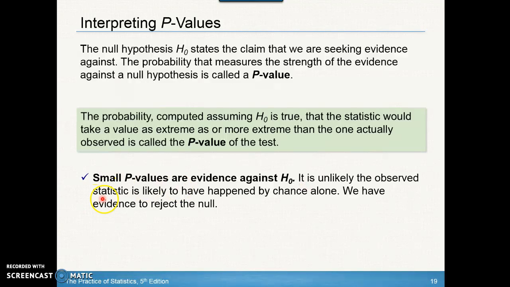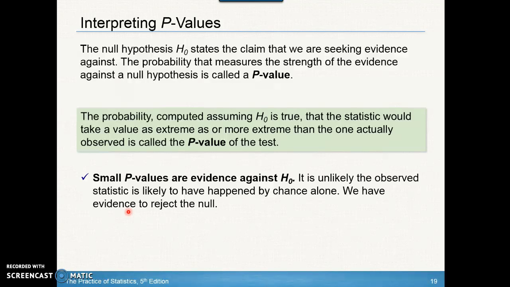It's unlikely that the observed statistic happened by chance alone, and we have evidence to reject the null. Think about your normal curve, assuming that the null is true, assuming that he makes 80% of the shots. If we get a really small probability, that means it's in the edge or the tails of our normal curve, which means that's not where most of the other values lie. It's really far away from most of the values, so it's unlikely to have happened by chance alone. Something that happens by chance alone is going to be close to the center of your normal curve.